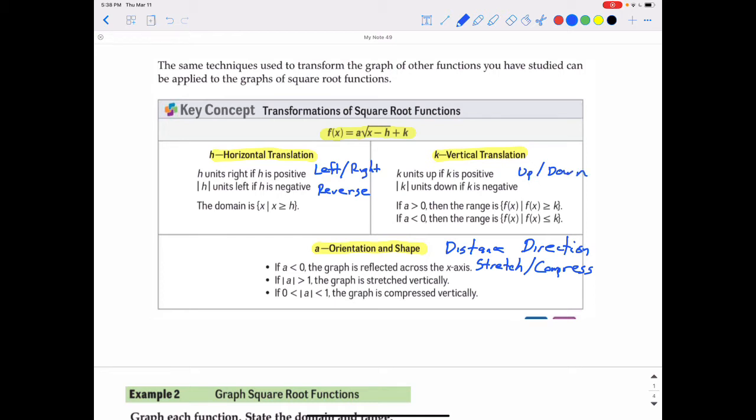So notice that the h is underneath the square root with the x, because square roots are types of grouping symbols, and anytime it is grouped with the x, this is your left-right shift. This is pretty universally true. And the k, it is outside of the square root, it is outside of the grouping symbols, and whatever number is there is your up-down shift.